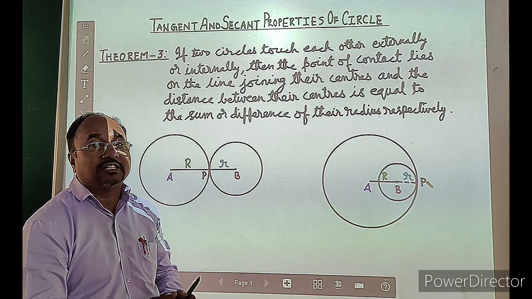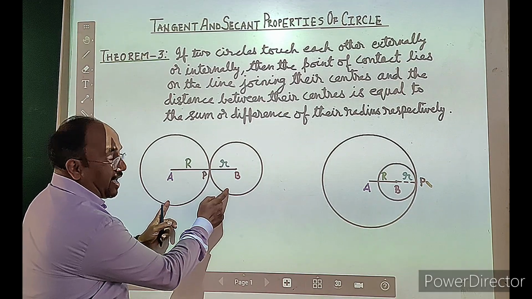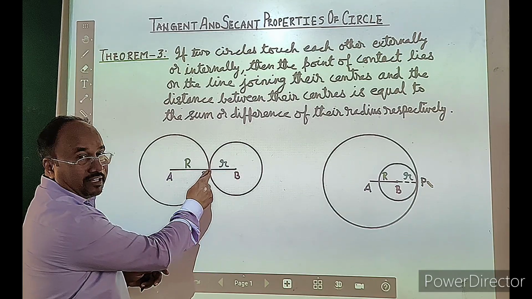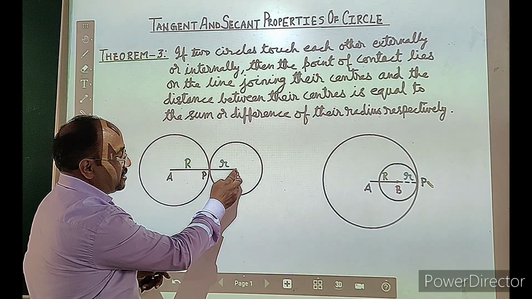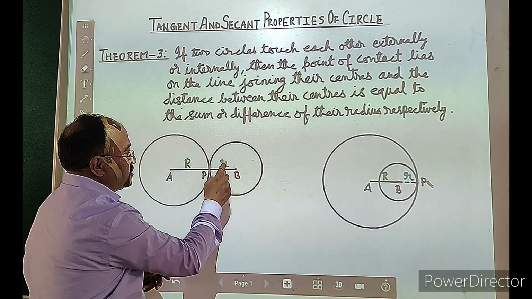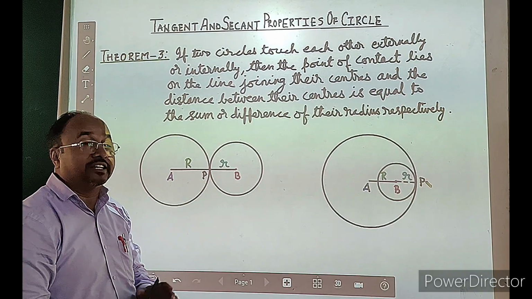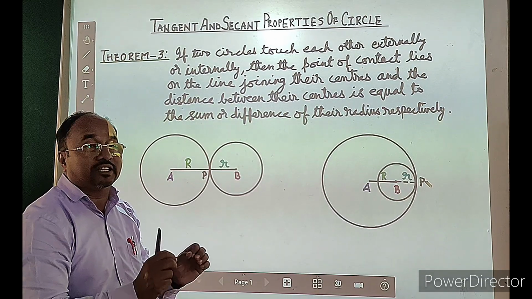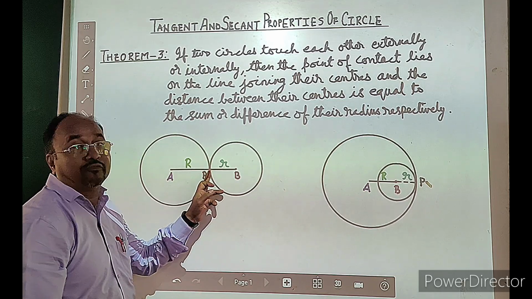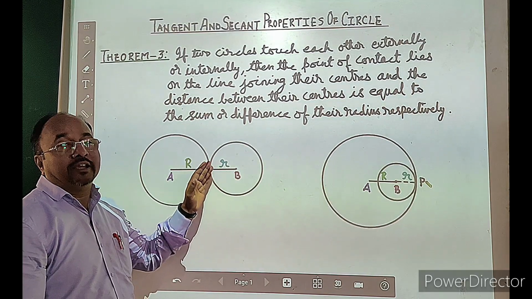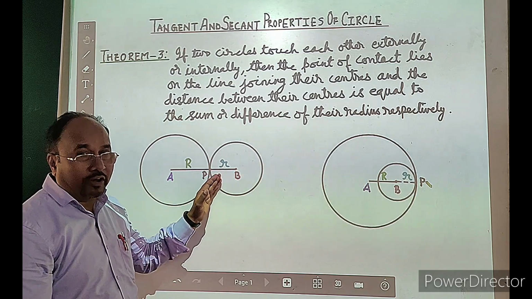Now two circles touching each other externally. This is the diagram for it. This is the first circle with center A having a radius capital R. Second circle is with center B having a radius small r. This is the point where they are touching each other. It is not intersection of circles, it is the circles touching. This is the point of contact. So the theorem says if they are touching externally or internally.